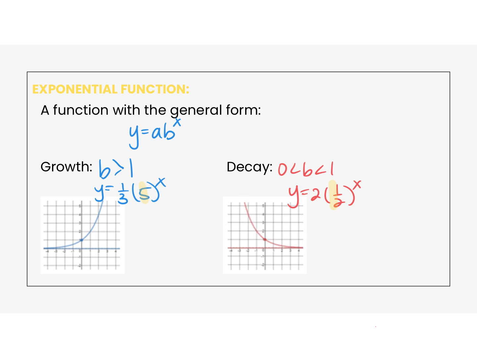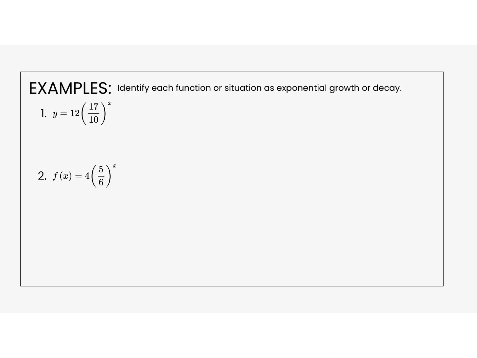Also, if you look at these graphs, you'll notice we have what's called an asymptote in both of these. An asymptote is a line that the graph is going to get really, really close to, but it's never going to touch. So we need to make sure when we graph these on our own that we have that in there and that it's reflected in the graph.